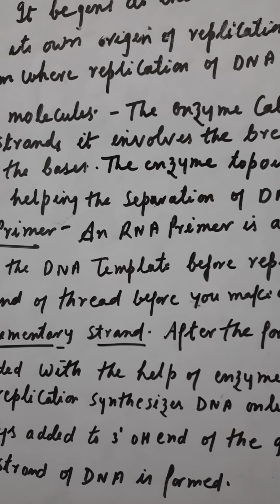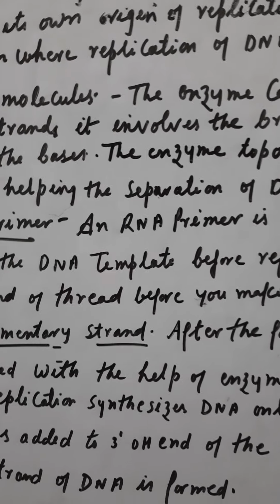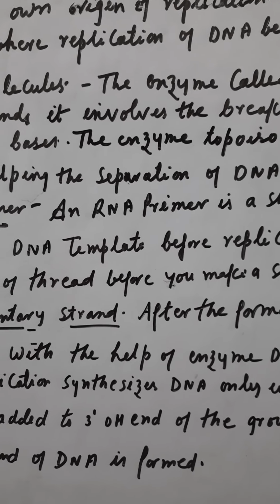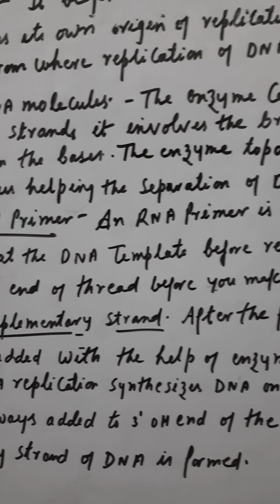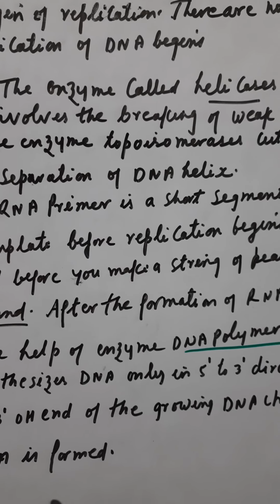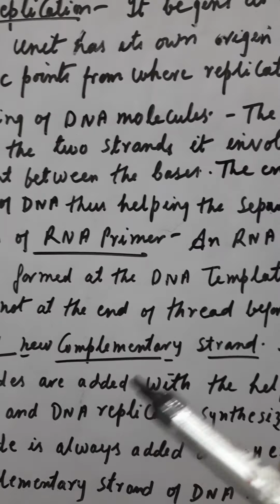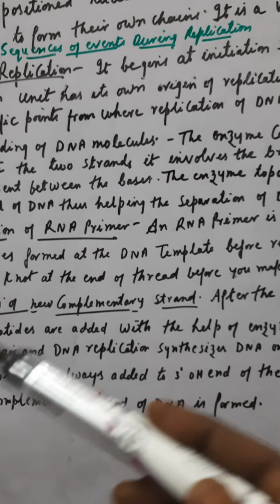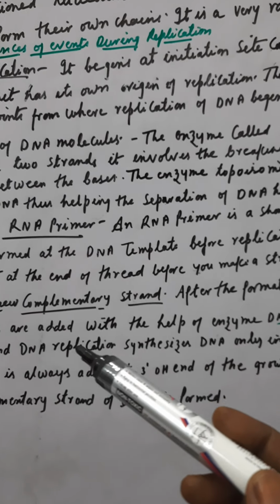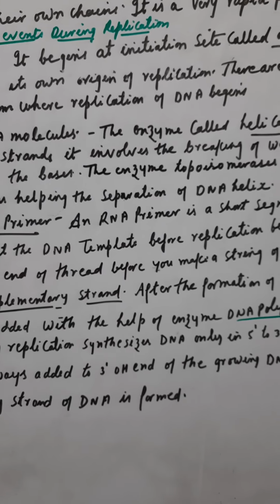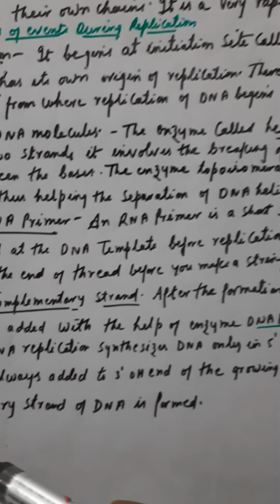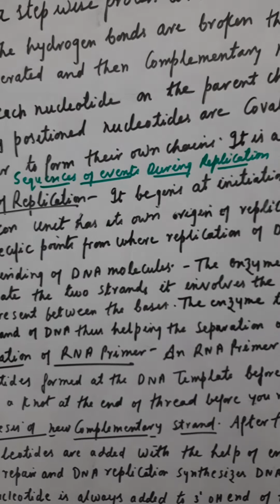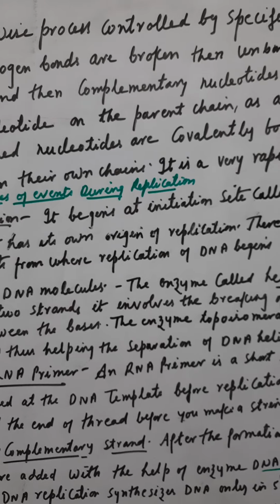Please refer to the diagram given in your book for nucleotide synthesis, and ultimately the new complementary strand of DNA is formed. So, synthesis of the new complementary strand: after the formation of the RNA primer, new nucleotides are added with the help of the enzyme DNA polymerase and a new complementary strand of DNA is formed. So this is the mechanism of DNA replication.